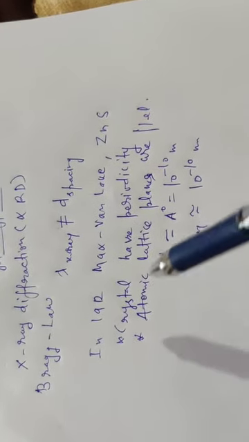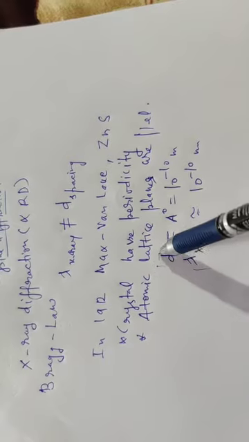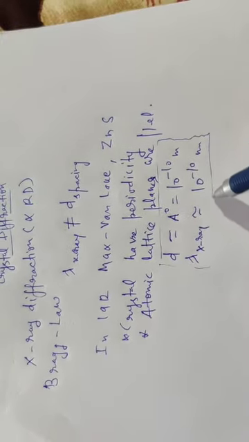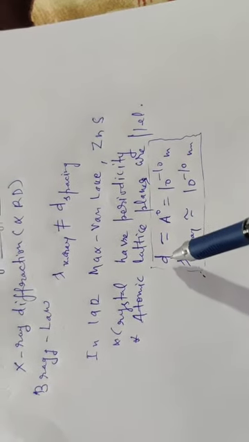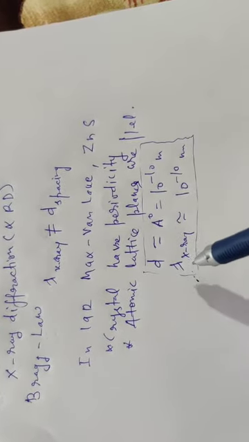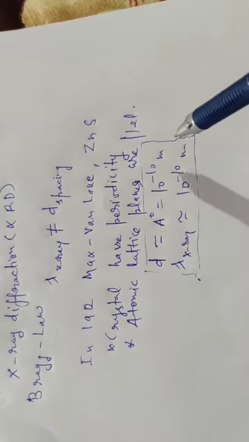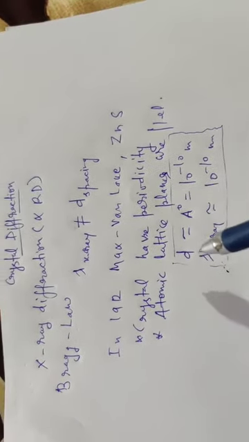So this is the very basic motivation to consider the crystal as a grating. You can also say that crystals are atomic gratings. The interplanar spacing in the crystal is comparable to the wavelength of the X-ray. So this was the most basic reason to consider X-ray for X-ray diffraction.